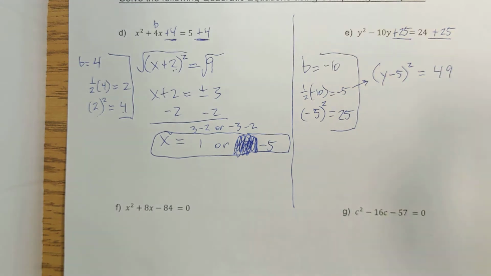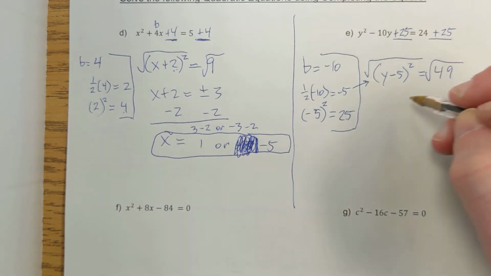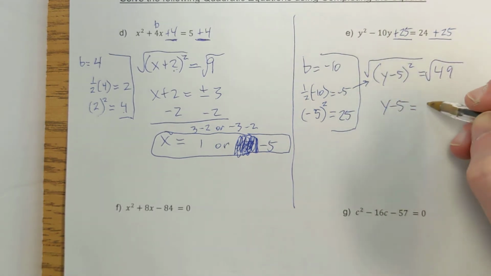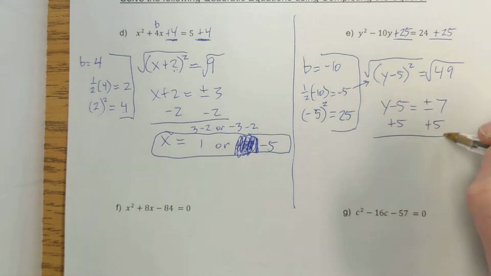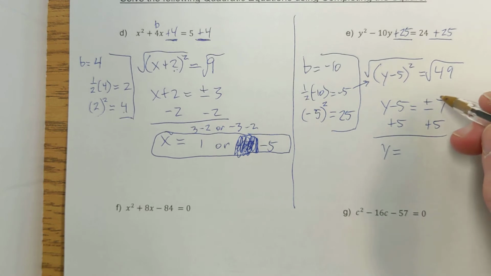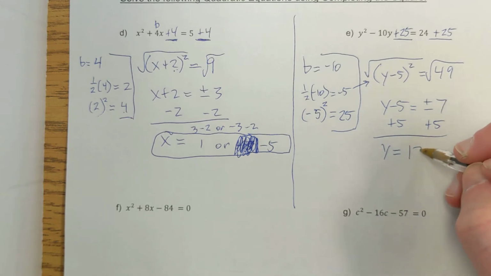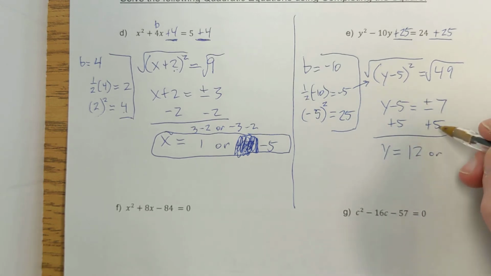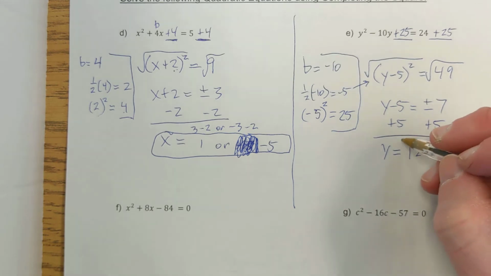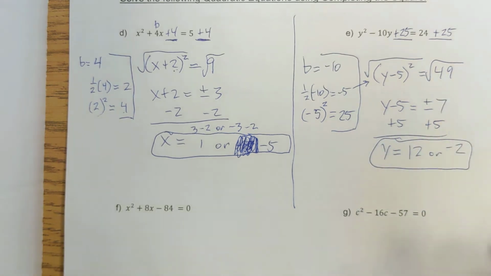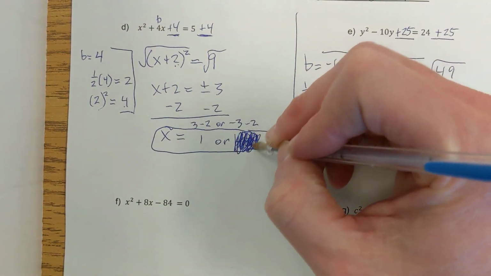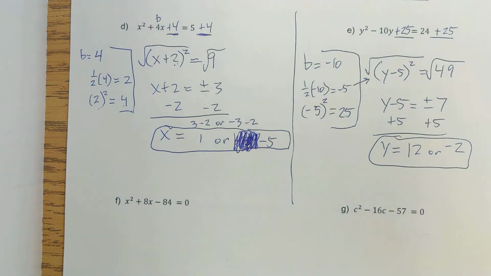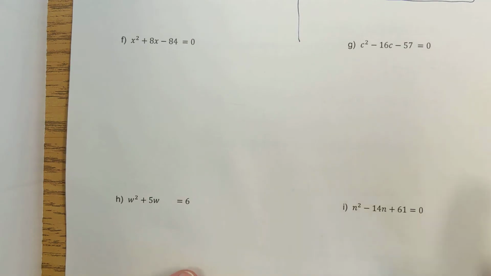To undo the square, we're going to take the radical of both sides. We get y minus 5 is equal to plus and minus 7. We add 5 to both sides, and we should get y equals 7 plus 5 would be 12, or negative 7 plus 5 would be negative 2. So the two answers come from the plus and minus there. So pause if you need to catch up on any of those. All right, let's go to the next two.